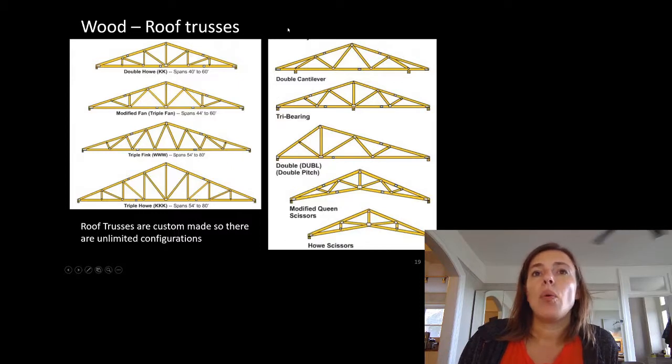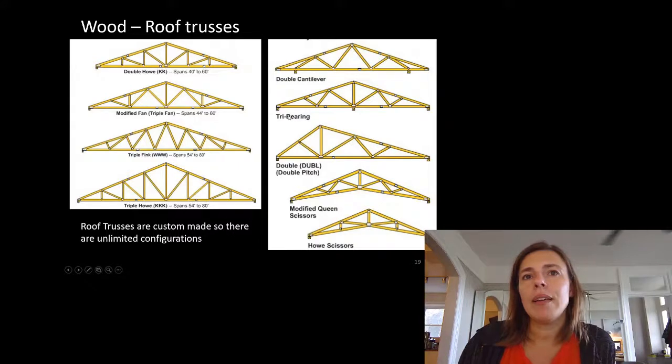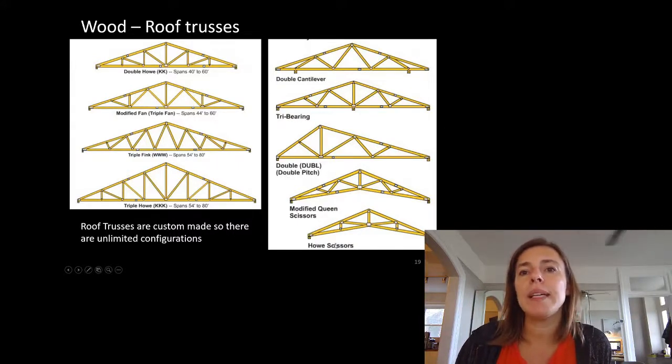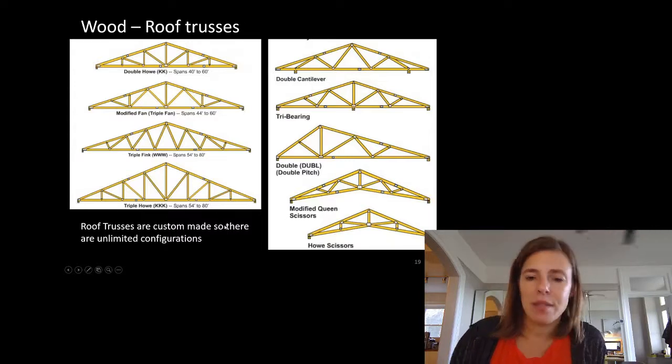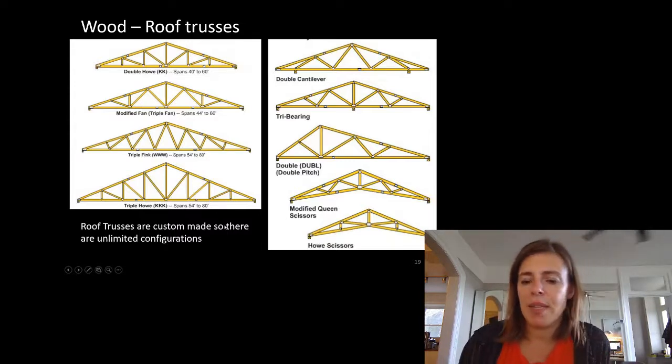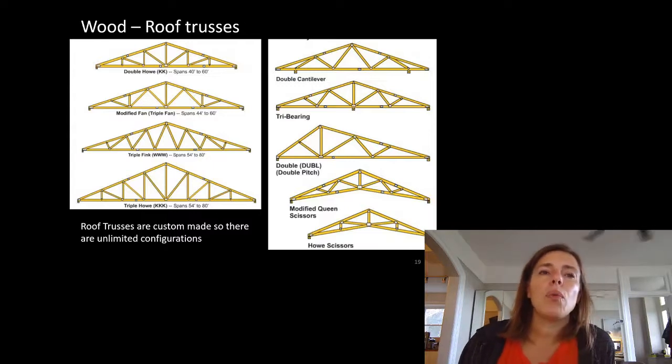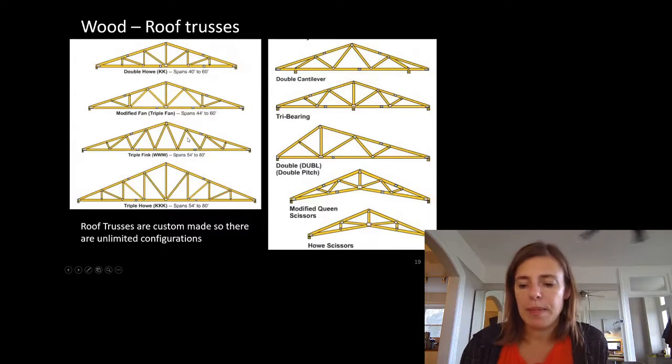Roof truss. So here's some of the roof truss names. You can see that here's a triple fink, a modified fan, a double howe, a triple howe, double cantilever, tri-bearing, double pitch, modified queen scissor, a howe scissor. So there's thousands of different trusses with names that go with them. Really what we've got is top chord, bottom chord, and web elements.